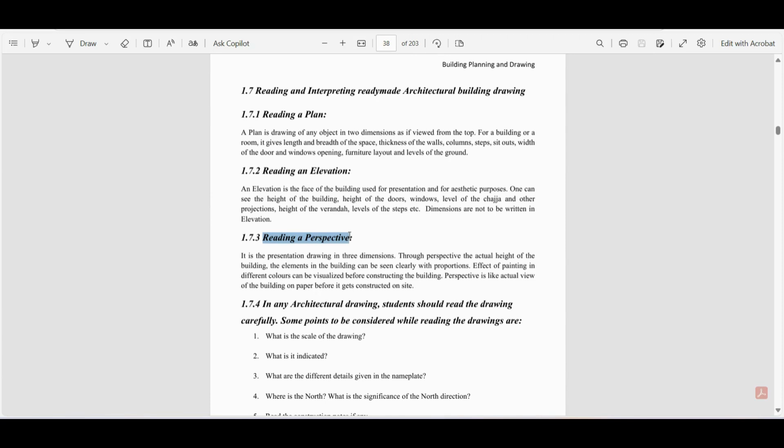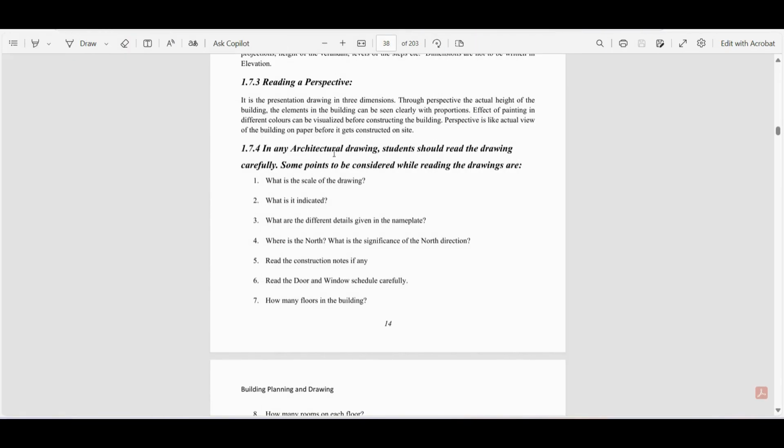Next, reading the perspective. In earlier days, we normally produced perspective views, that is nothing but a slight kind of 3D view. But it takes some time as compared to 3D. Nowadays we have so many 3D softwares, and by using those softwares we can easily produce 3D views.